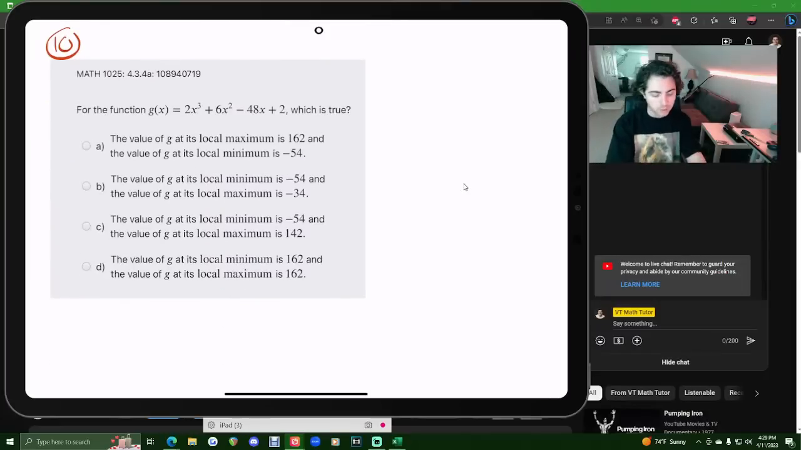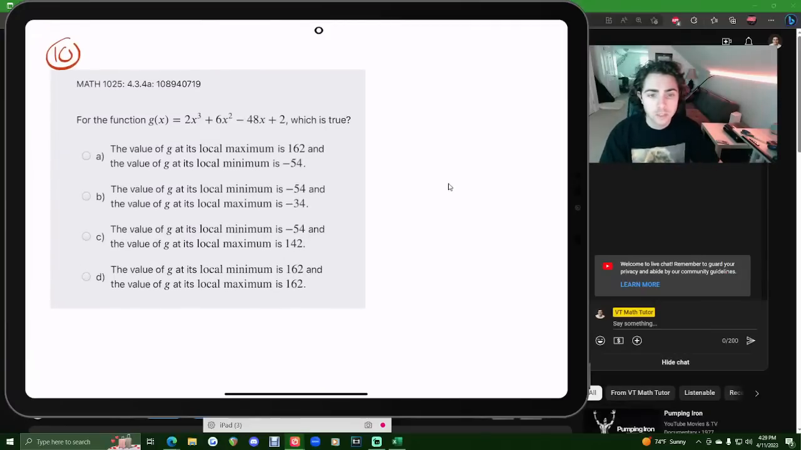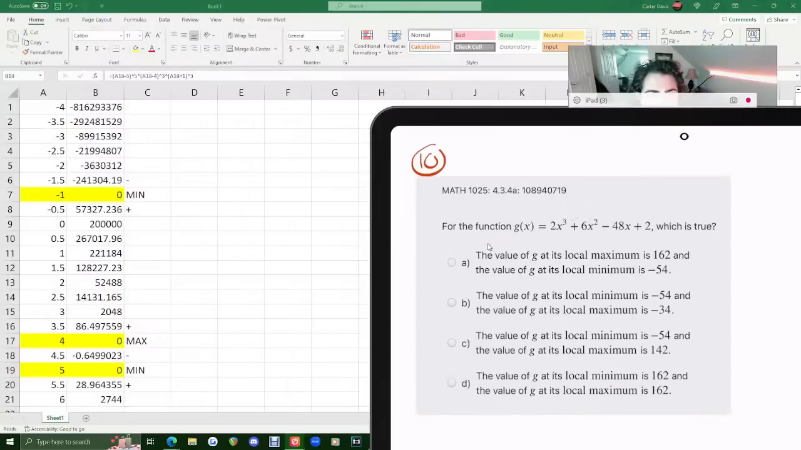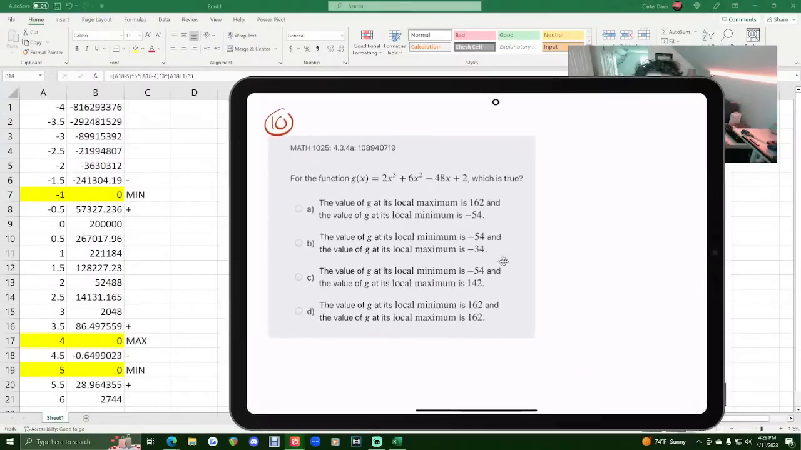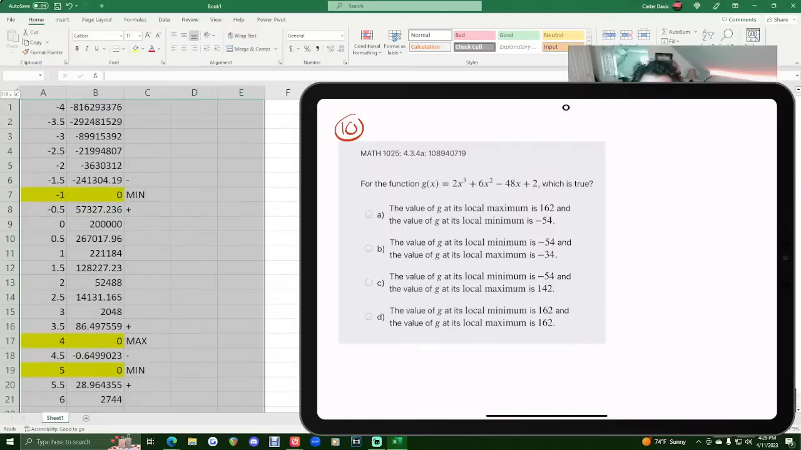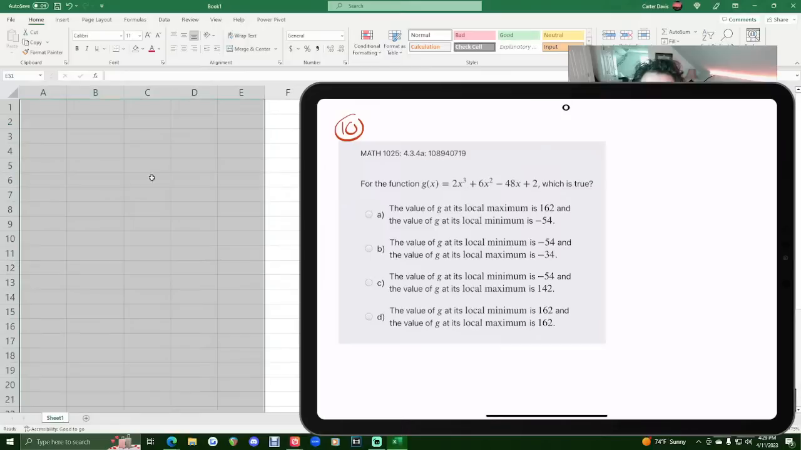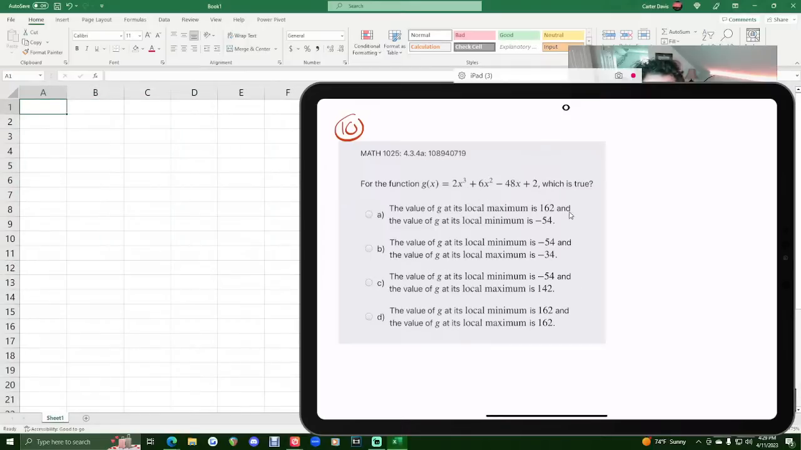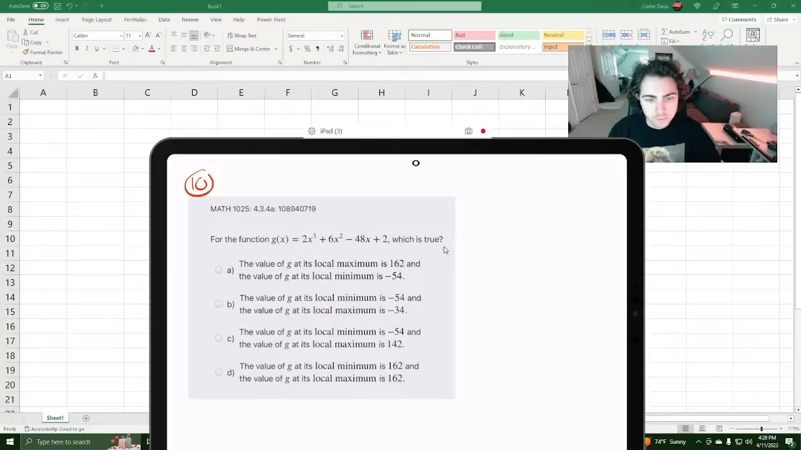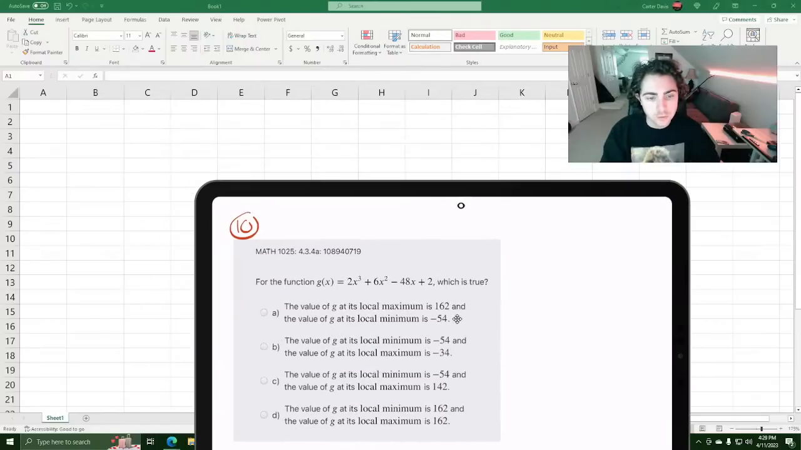Great problem, great problem. I've never taught this with Excel, I don't think, on video, but I'm going to do that right now. So we're going to use Excel for this one. I'm going to show you how to beat the system and get confident with Excel. For this one, we are given this function, and they're asking about the values of g, or the y values, at the local maxes and local mins.